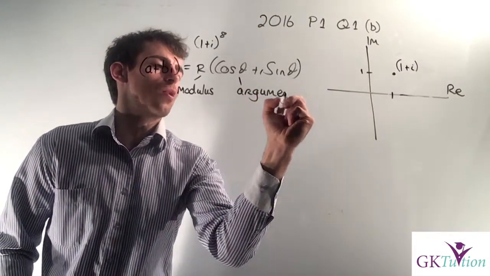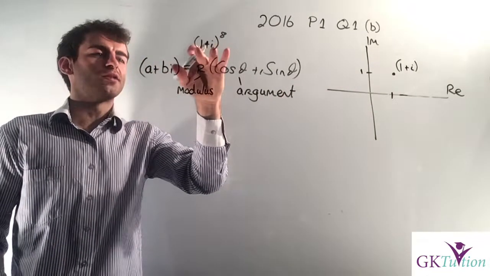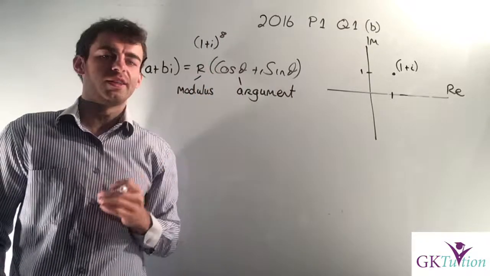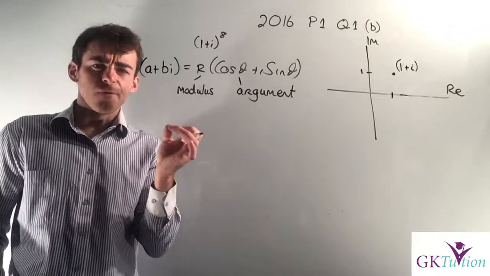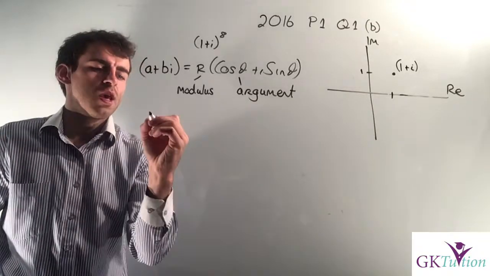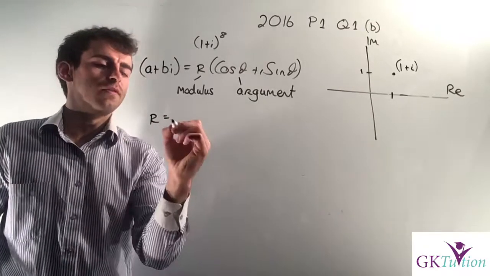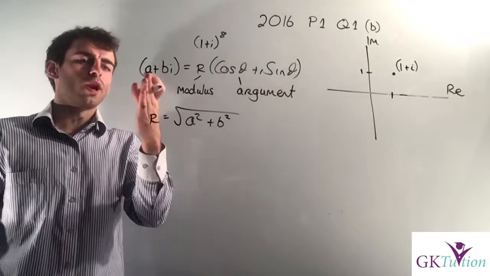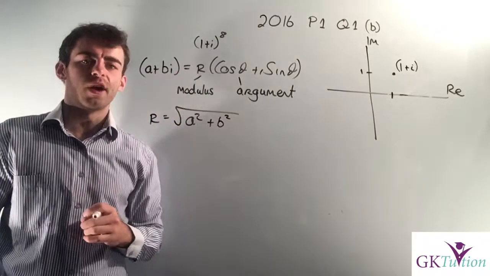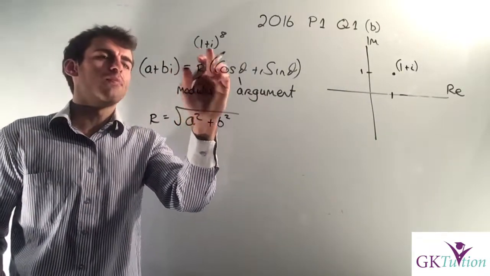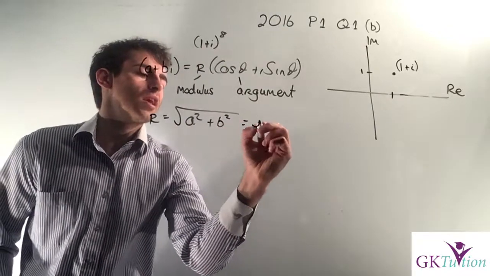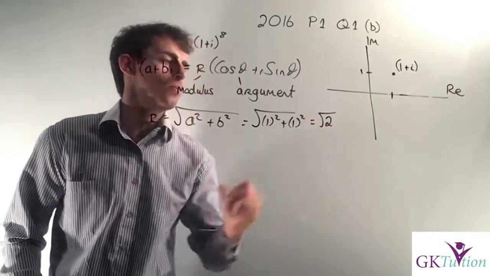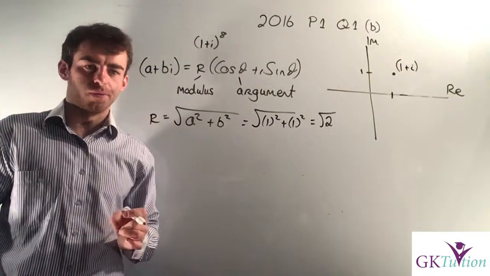So the first step in this question is I need to rewrite my complex number from rectangular form into polar form. So I need to find my modulus and I need to find my argument. There's a formula that we can use to find our modulus: the square root of a squared plus b squared. In other words, the square root of the number squared plus the coefficient of i squared. In this case, my a is 1 and my b is 1, which means the modulus is the square root of 1 squared plus 1 squared, which is the square root of 2. So the modulus is the square root of 2.